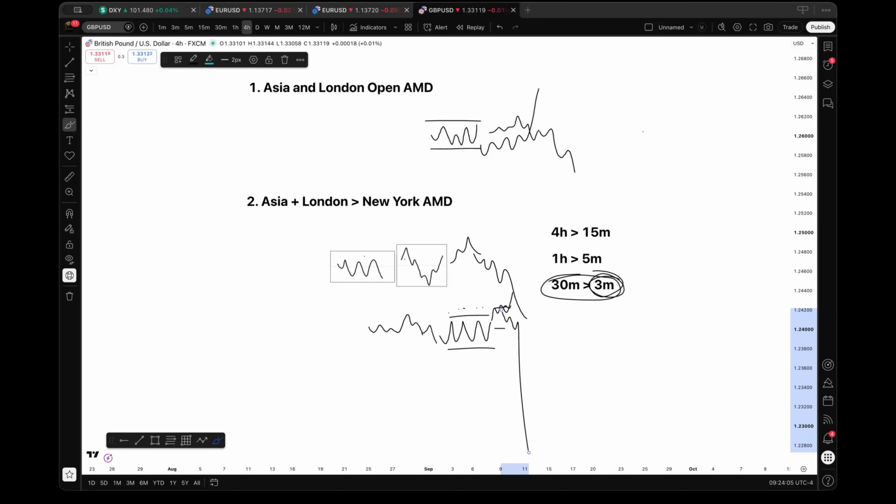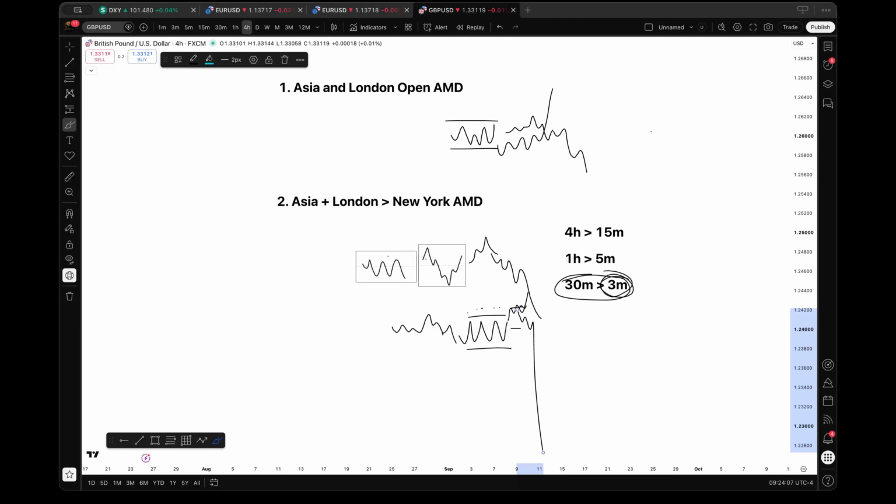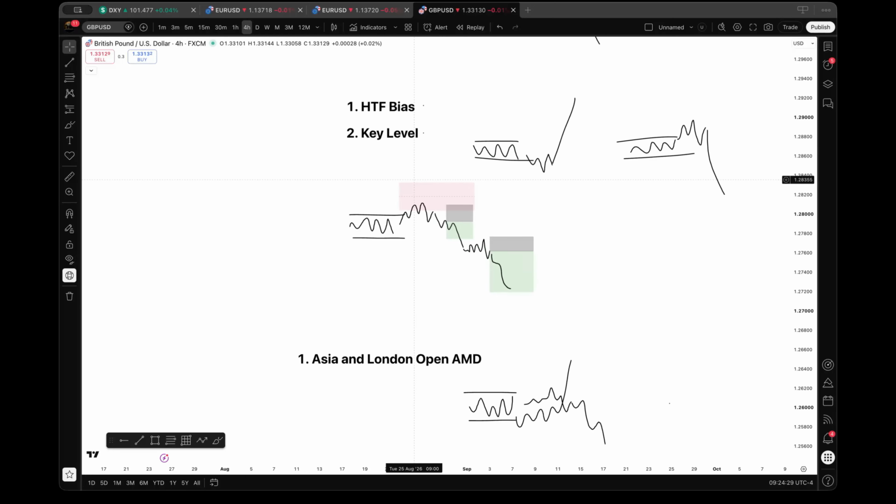What I like to say is it's a no raid. You've probably heard this before. No raid. Let me use text instead. No raid, no trade. Because you can then be caught offside yourself if there's no manipulation leg. You always want to be part of the distribution leg.